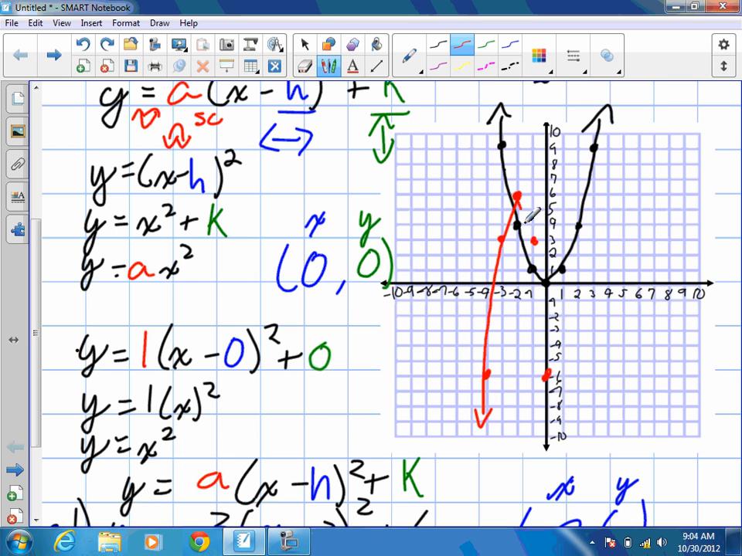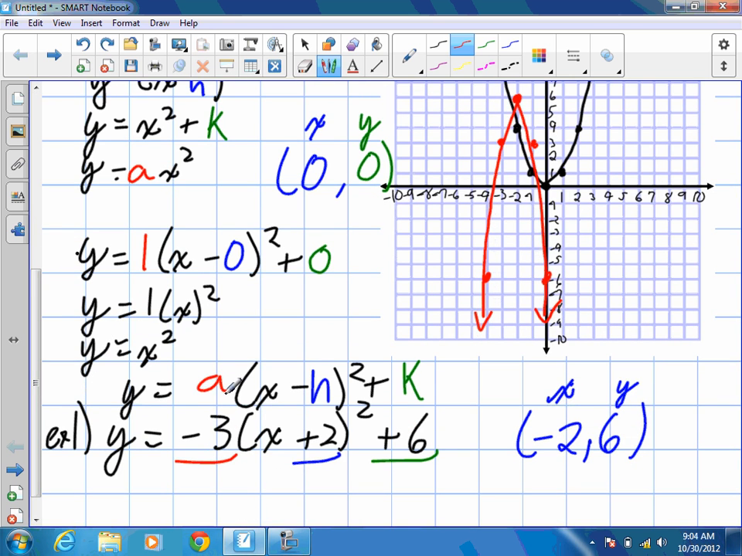Now, we know it faces down. We know we're correct because our A value here was negative. And this is thinner than the one before because our absolute value is greater than 1.